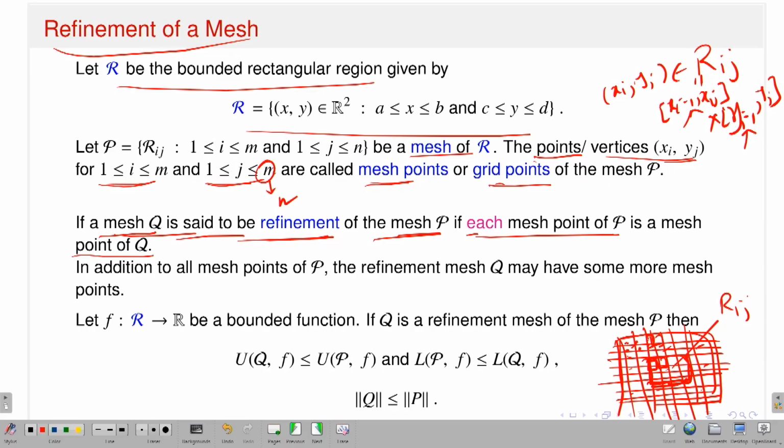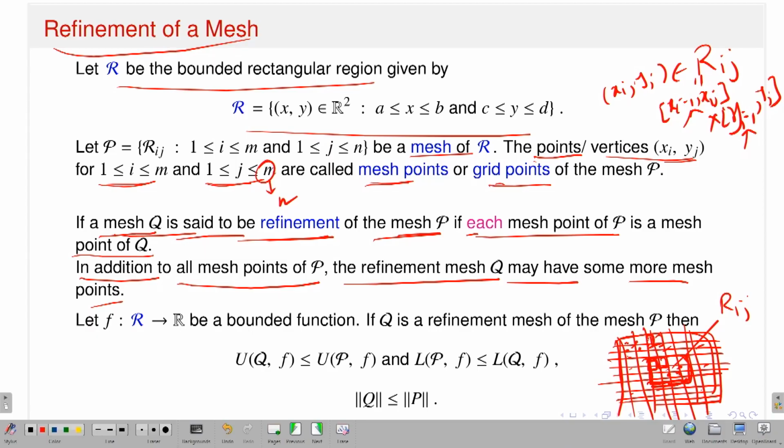In other words, of course, all the mesh points of your earlier partition P are mesh points of Q, that is okay. But look, this is another point. These are extra mesh points which were not mesh points of your partition P. In addition to all mesh points of P, the refinement mesh Q may have some more mesh points, and it is expected, because we take another partition of each cell Rij, and we have done it for all Rij, i running from 1 up to m and j running from 1 up to n. Of course, the points xi, yj are mesh points of your finer partition Q.